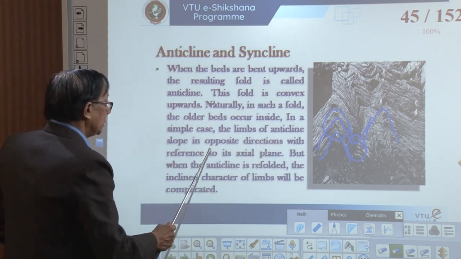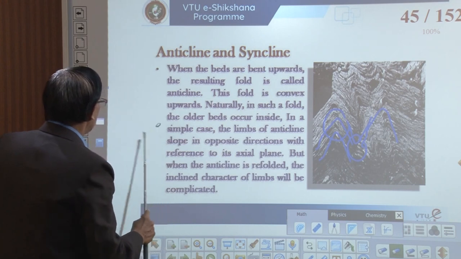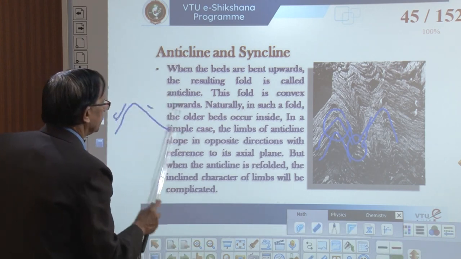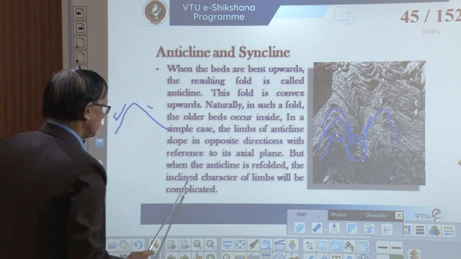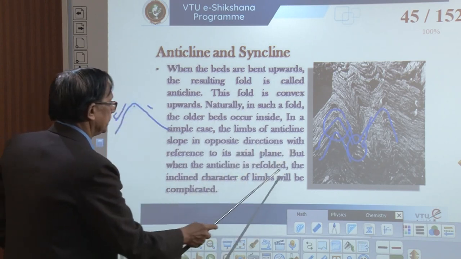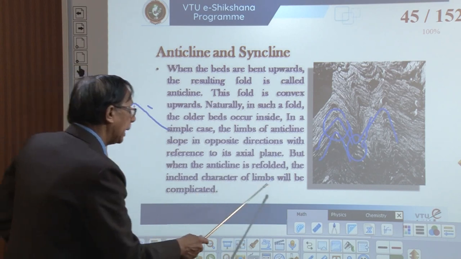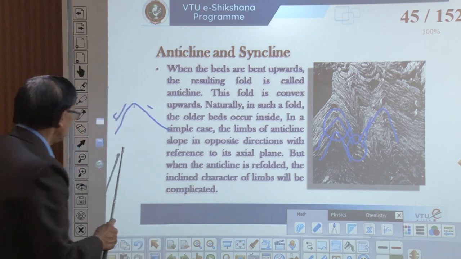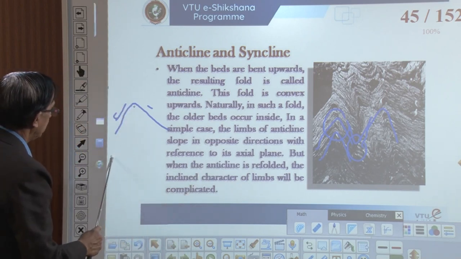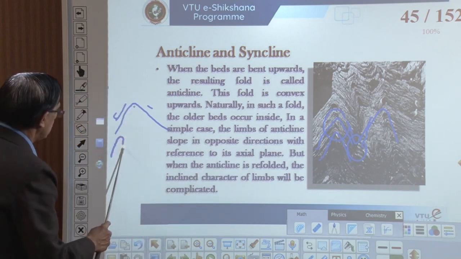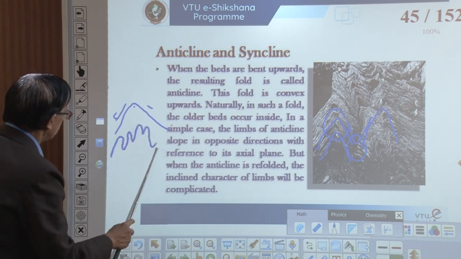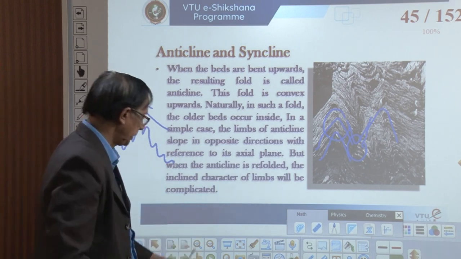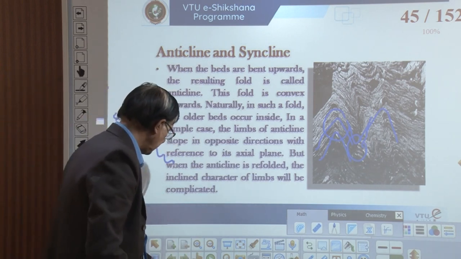So in the case of an anticline, beds slope away from each other, in opposite directions with reference to the axis or axial plane. But when the anticline is refolded, if this is an anticline, again things become complicated. We need to understand them carefully.